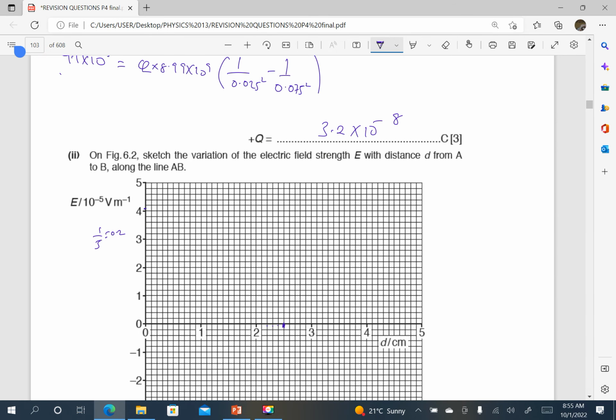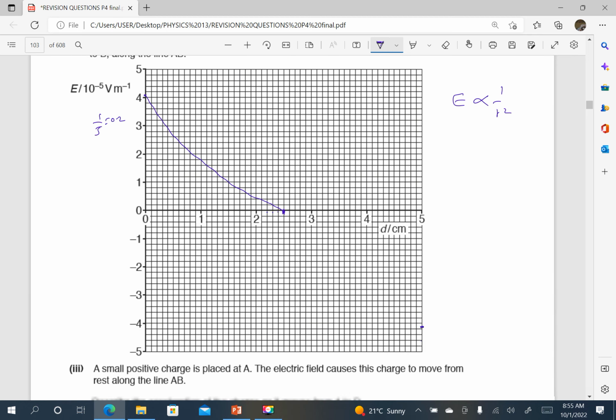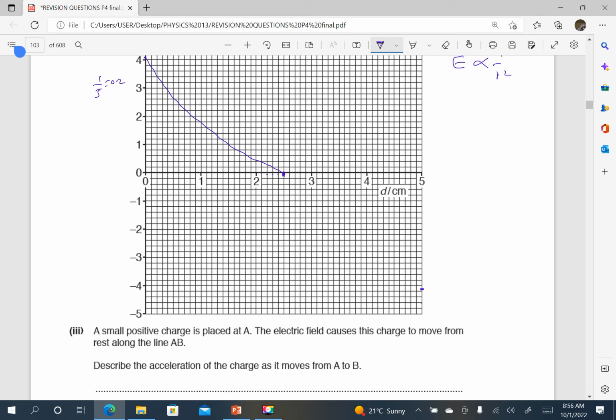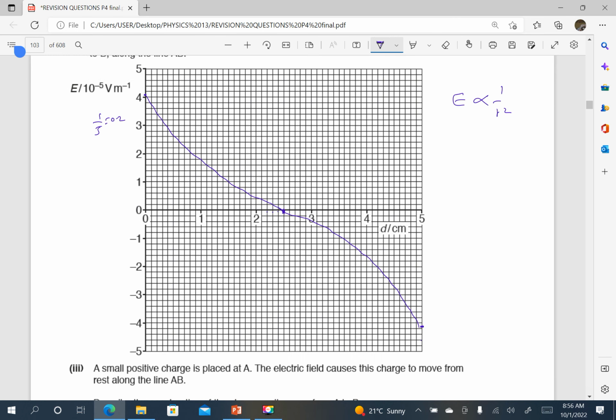So E varies as the inverse square. E is inversely proportional to the square, so that is a curve. Here it is decreasing from 4.1 to 0. And here it is increasing in the opposite direction up to negative 4.1 towards the other charge, like that. So that will be our graph. It should be a smooth curve. Here the gradient is decreasing to 0 because E reduces to 0.